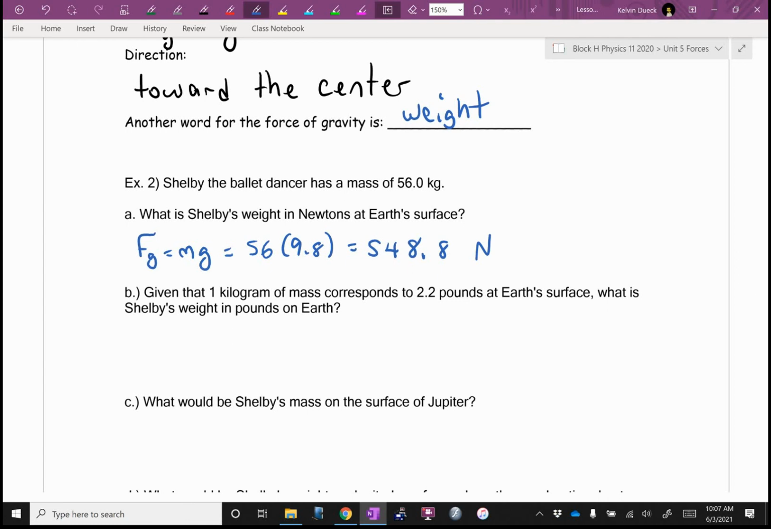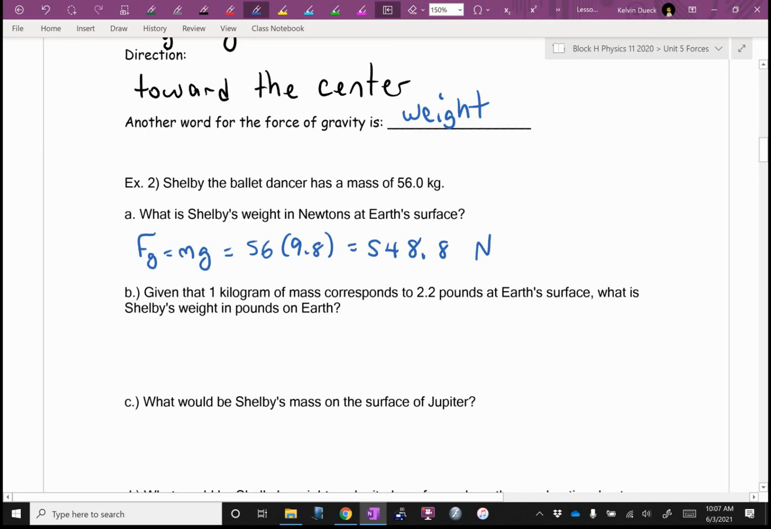So the official SI unit for mass is kilograms. The official SI unit for weight is newtons. In the imperial system, the official unit for force is pounds. So given that 1 kilogram of mass corresponds to 2.2 pounds at the Earth's surface, what's Shelby's weight in pounds?